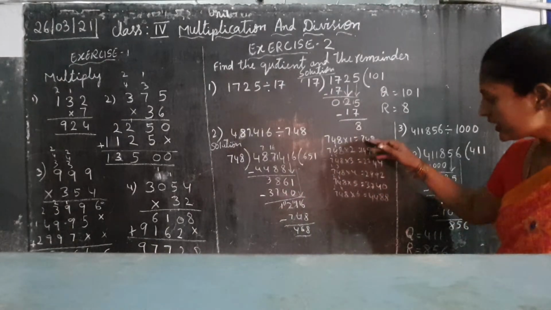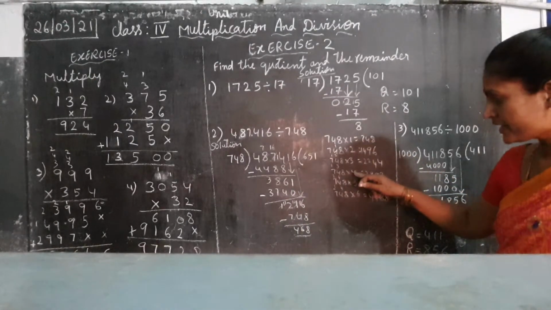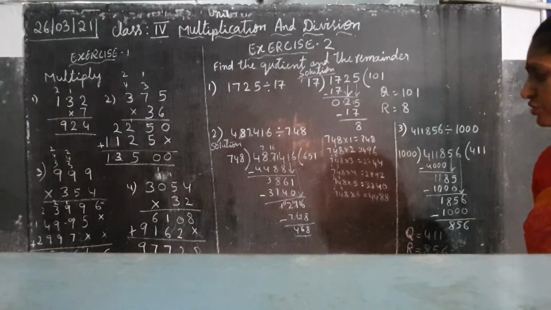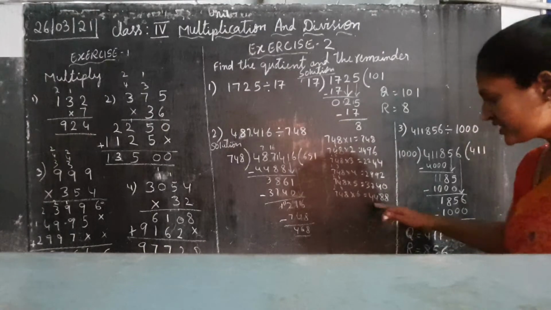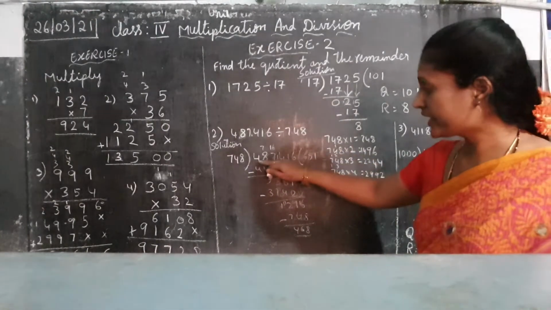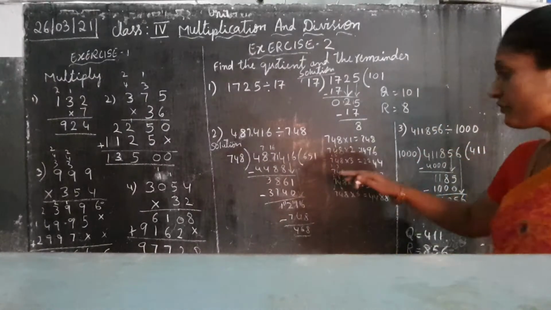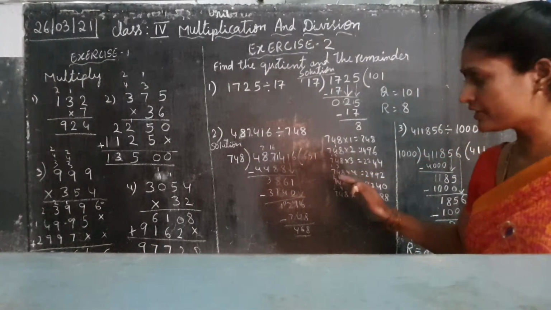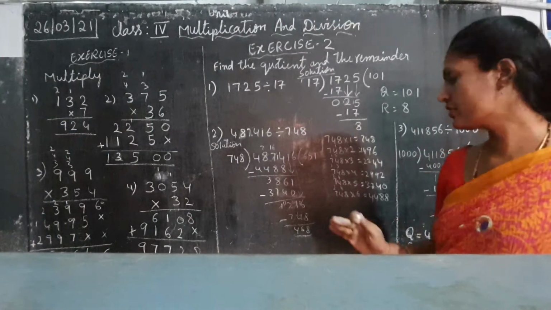Understood, children? Like that, 748 times 4 we have to do, 748 times 5 we have to do, 748 times 6 we have to do. Then till how much we have to do? 487. 4,874 is there, no? Less than that number we have to do, children.